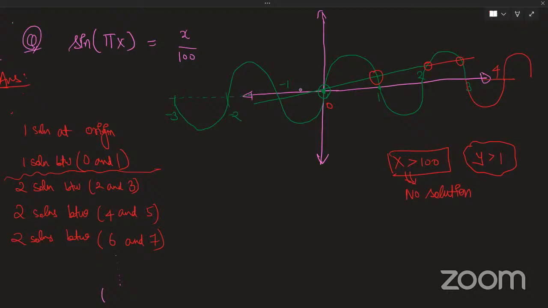Sine of pi x will go up, come back down at 1. Between 1 and 2, it is negative. Between 3 and 4, it is negative. Similarly, between 5 and 6, it is again negative. So you need to figure out.